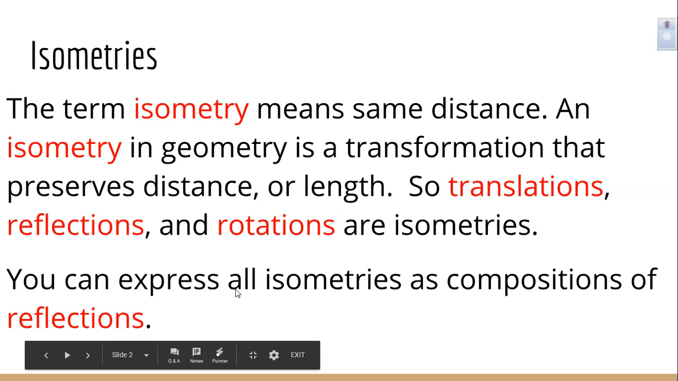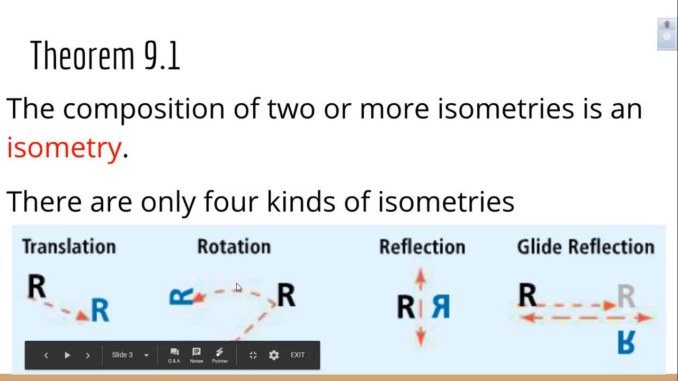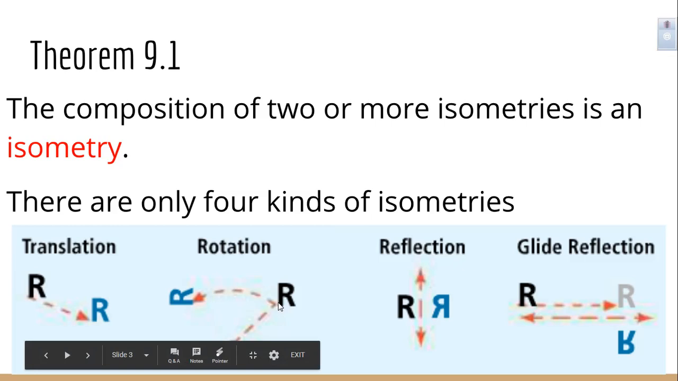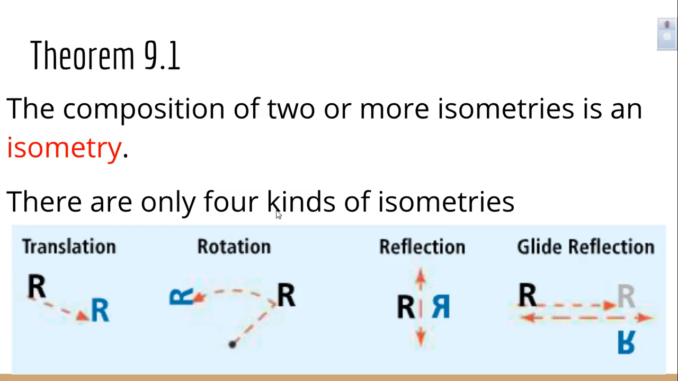So we're going to look at reflecting across two parallel lines today. We're going to look at reflecting across two intersecting lines. And then we're going to look at something called a glide reflection. Now, the composition of two or more isometries is an isometry. So there are only four kinds of isometries: a translation, a rotation, a reflection, and a glide reflection. We'll learn about the glide reflection in just a little bit.